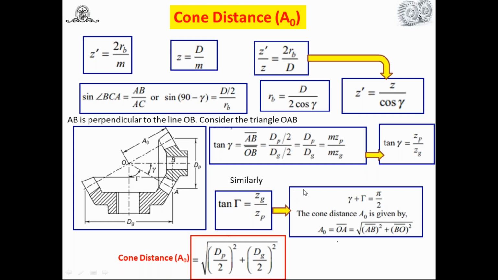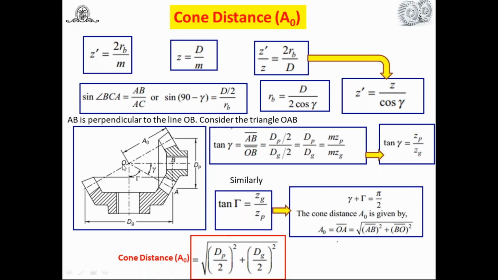Then an important thing, sometimes in examination, is to derive this expression, and in the beam strength equation also we are going to use the cone distance. How to find out the cone distance, that is important. Now look at this, cone distance OA. It is not on the outer side, it is at the pitch line, this is OA. How to find out this OA? OA is the cone distance.